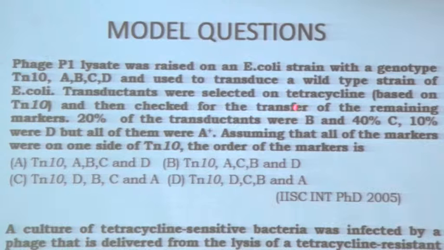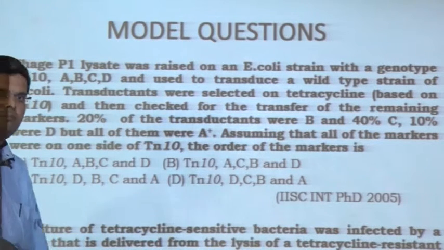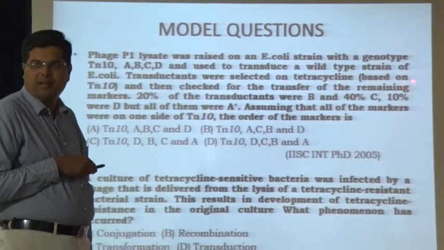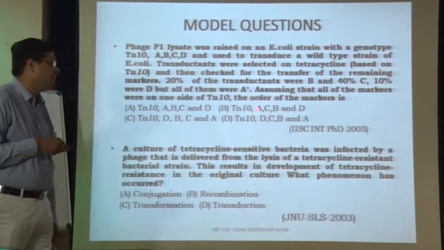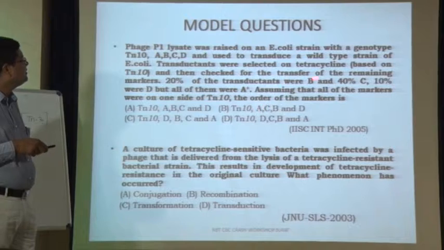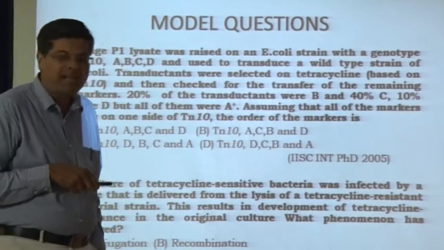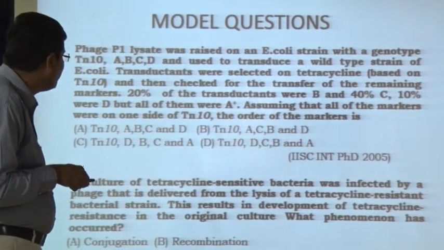Whether it is a D transductant, C transductants or B transductants, all of them will be having the A plus phenotype. So, assuming that all the markers were on one side of the TN10, what will be the order of the marker? A सबके अंदर है, it is carrying along with all the markers. So A सबसे पहले enter हुआ होगा, A, then C, then B and D. What will be the sequence? T and 10, A, C, B and D.